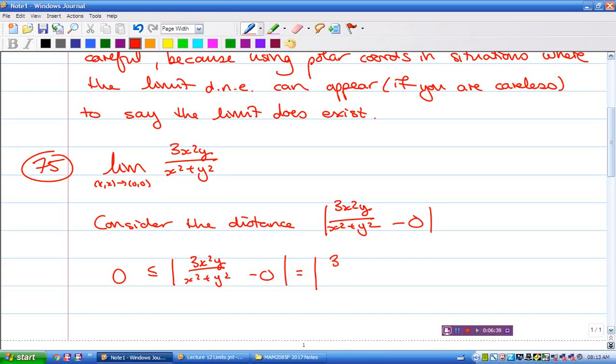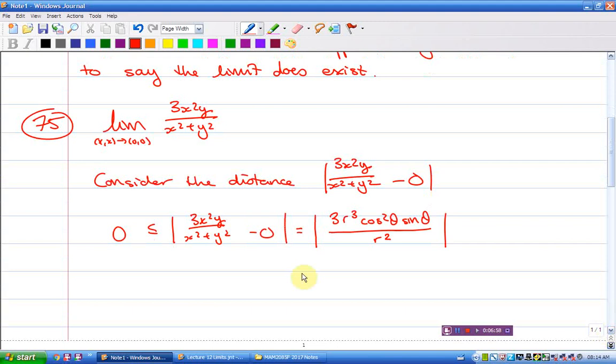So it's going to be 3r cubed cos squared theta sine theta over x squared plus y squared. You can write r squared cos squared theta plus r squared sine squared theta, but you may as well just recognize that that's r squared at the bottom there. Okay, cancelling the r's is unproblematic. What have we got there? We've got 3r cos squared theta sine theta.